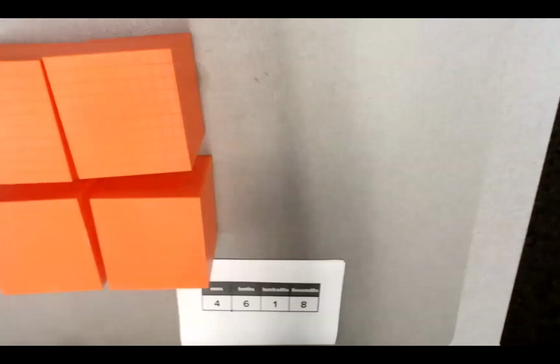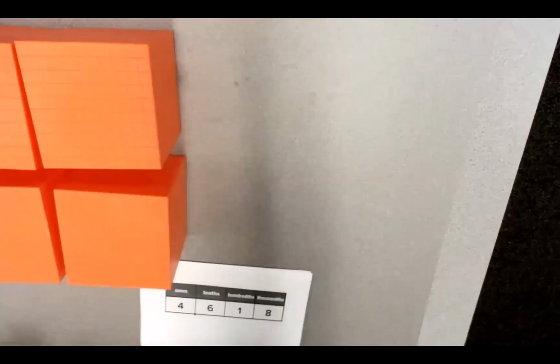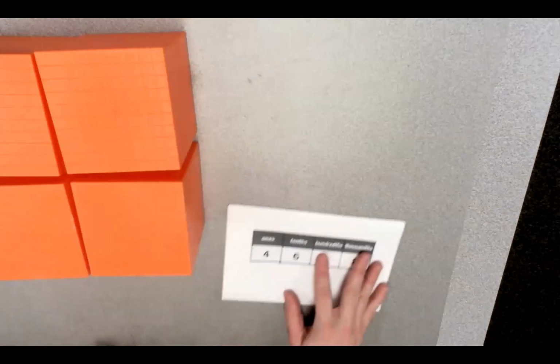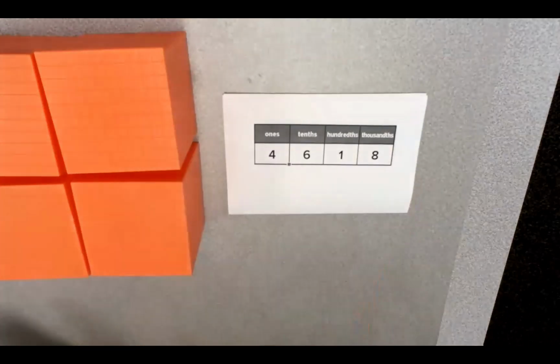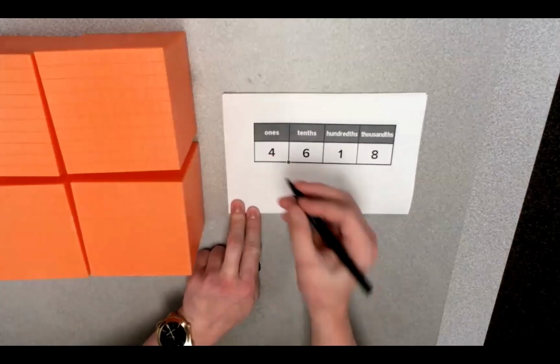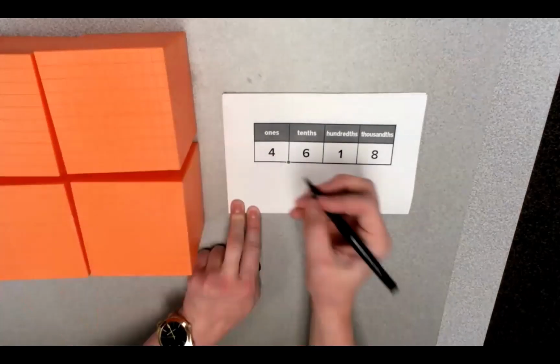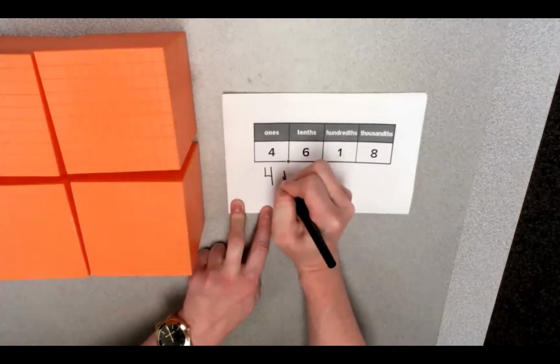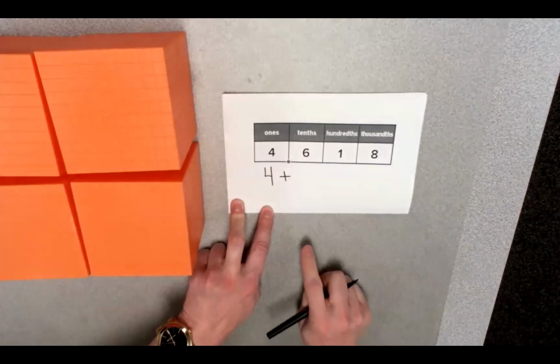Perfect. Let me get that a little bit straighter for you. All right. So those represent my whole. So I'm going to write in expanded form as I go along. So 4 ones, I have 4 wholes, or 4 ones. So I will write that simply as 4, and then I'm going to put a plus sign. Because remembering, I am going to write this in expanded and standard form, but right now I'm focusing on expanded form.